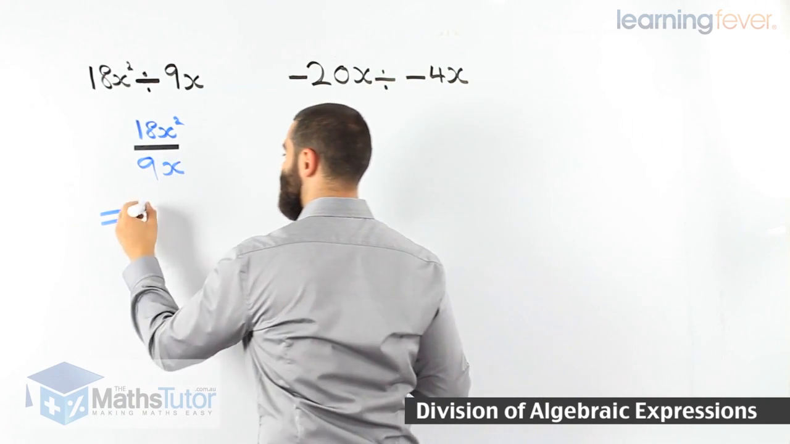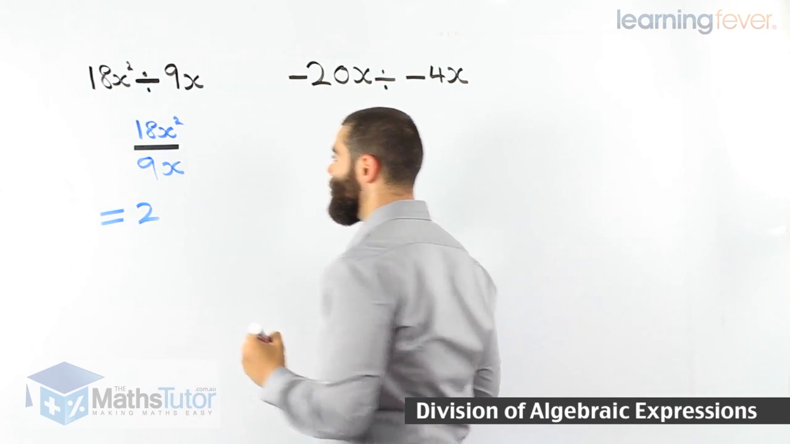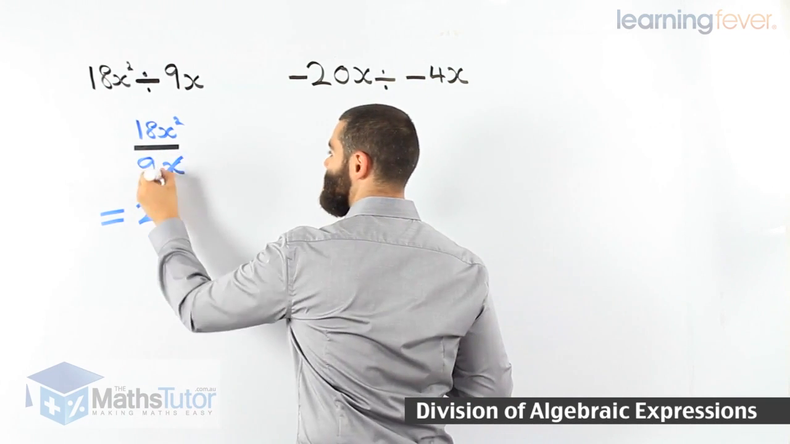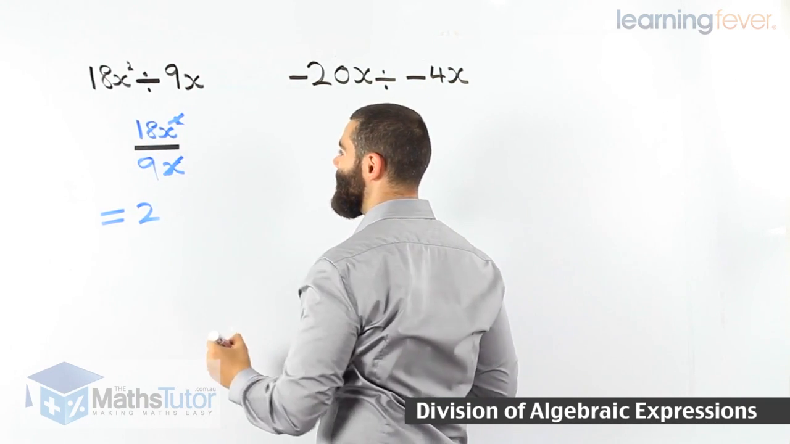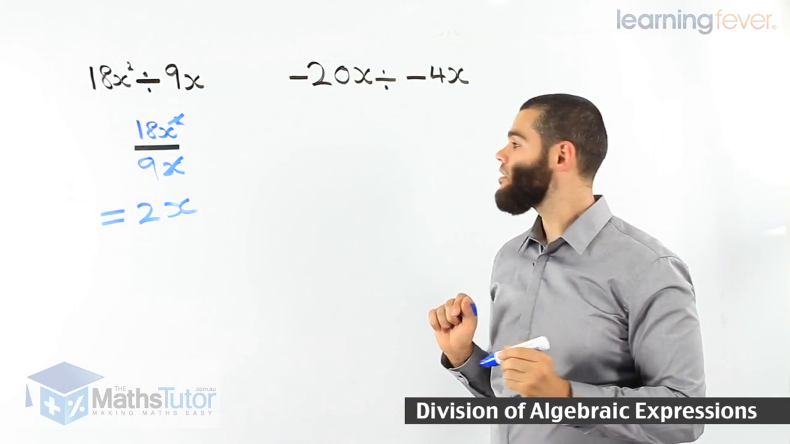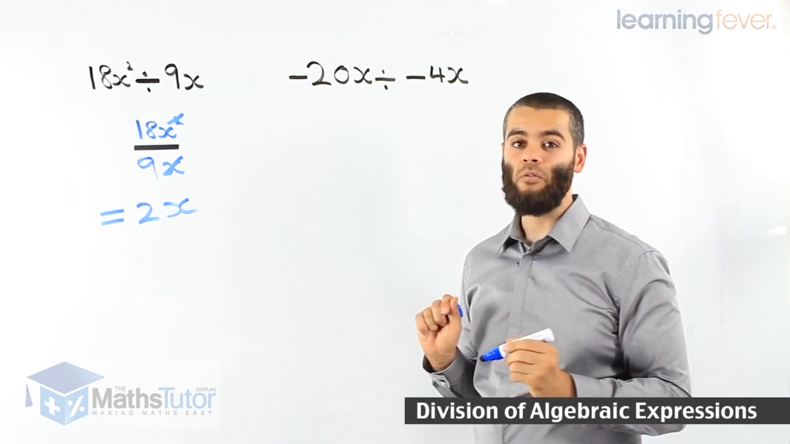So 18x squared over 9x. 18 divided by 9 is 2. We know x squared divided by x. This x goes with the squared. Our answer is x. So 2x is our final answer.